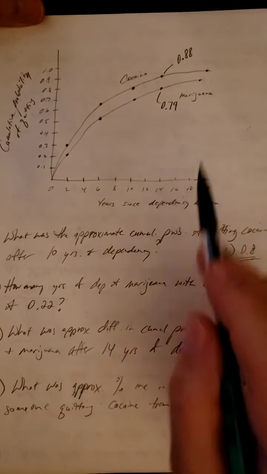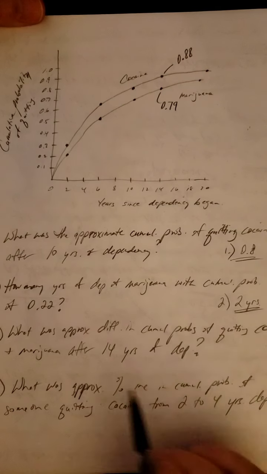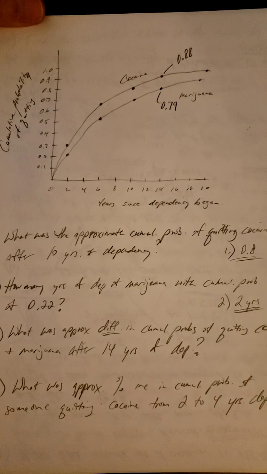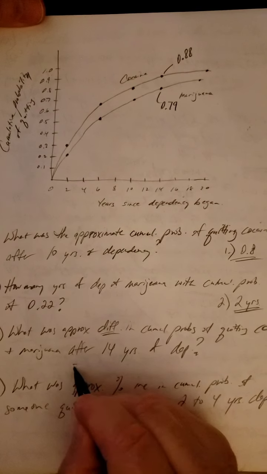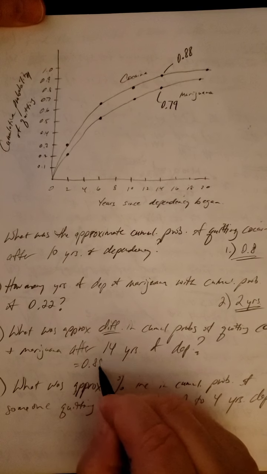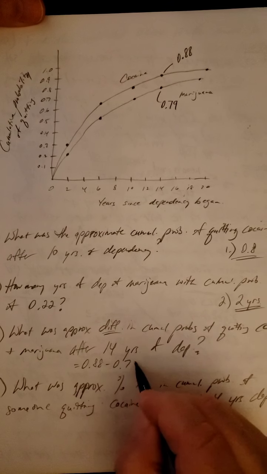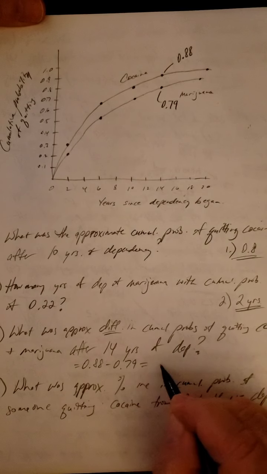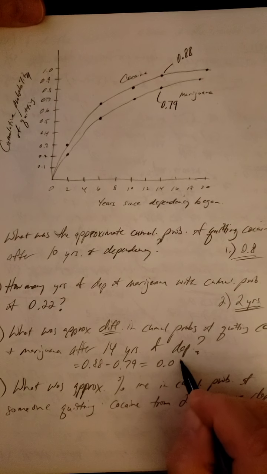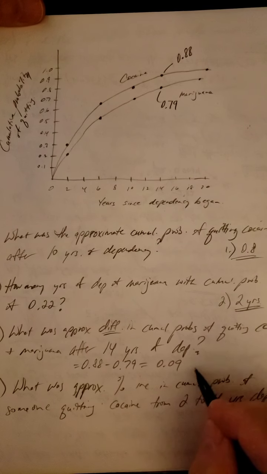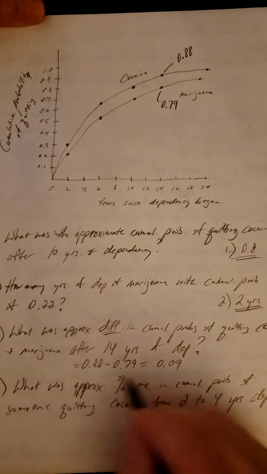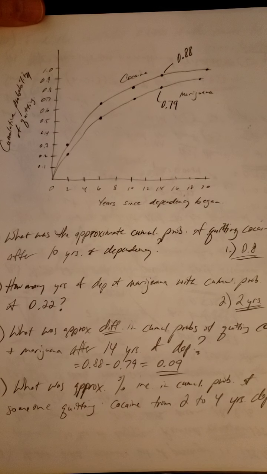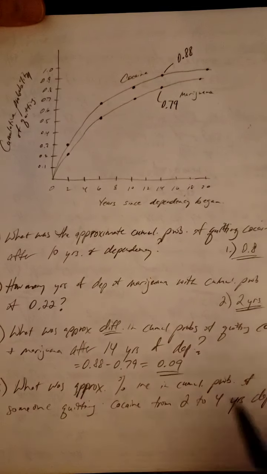So now that we know what those two values are, all they want is the difference. So all we got to do is subtract them. So you're going to get 0.88 minus 0.79. So that should equal 0.09. So that is all they want. They just want the difference in the cumulative probabilities, so that's what we get.